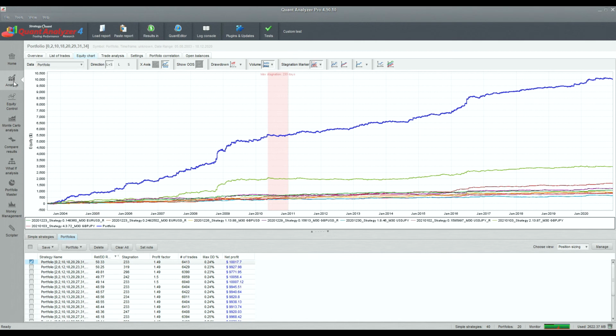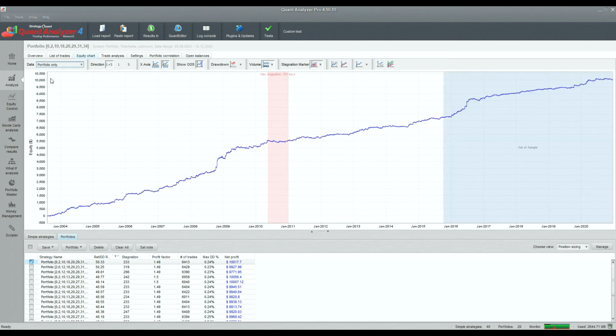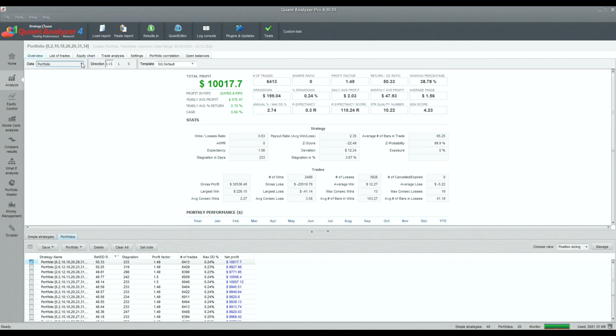To inspect the out-of-sample segment of the portfolio, select Portfolio Only at the top left. The 30% out-of-sample segment we selected earlier is now highlighted in blue. It seems to perform as well as the in-sample segment, which gives us confidence that the portfolio was not curve fit. If you want to look at the performance of the individual strategies in a portfolio, head over to the Overview tab and select the SQ with Portfolio template.